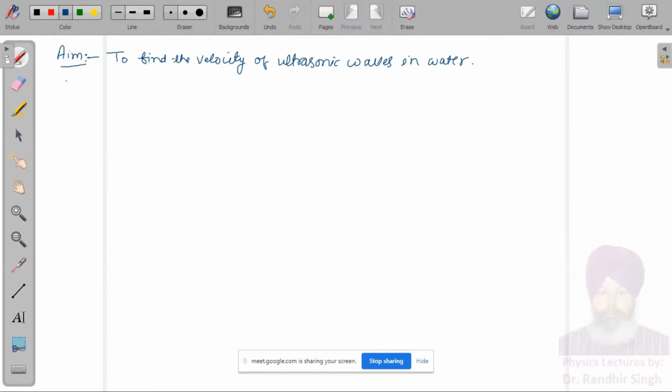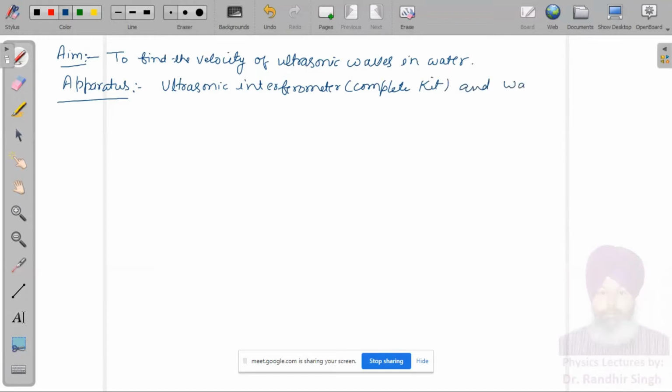Let me write down the apparatus required. Okay, apparatus required is actually we need ultrasonic interferometer, complete kit, and just water. Nothing else. We need this thing only.